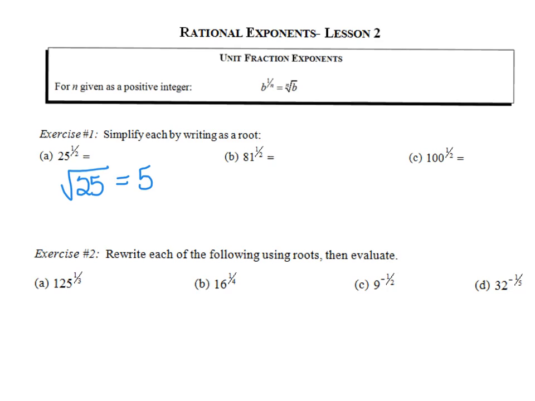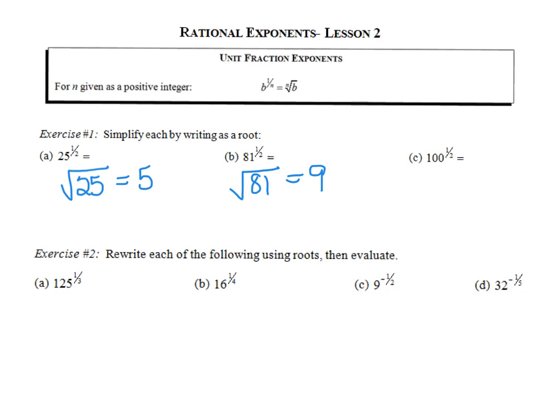For the next example, we've got 81 to the 1/2. This means the same thing when I have an exponent of 1/2. I'm going to take the square root of 81 to the first power. But the square root of 81 is just equal to 9, so simplified, this is just a 9.